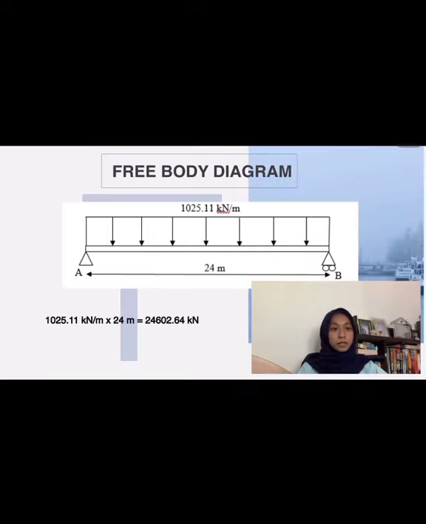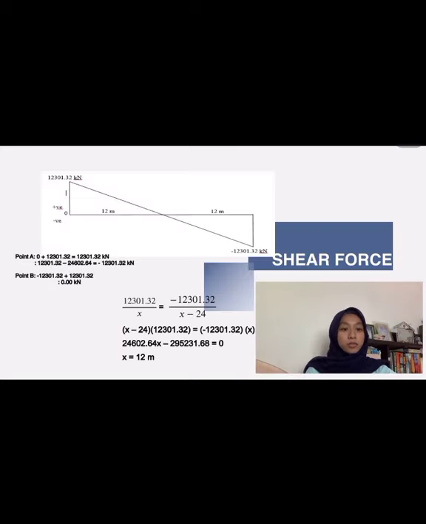So from here you can see our free body diagram of our bridge. The total live load is 1025.11 kN/m and our length is 24 meter. So we will multiply both of these to get our force, which is 24,602.64 kilonewton. So this is our shear force.